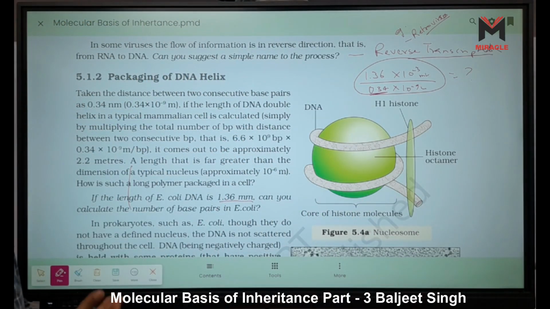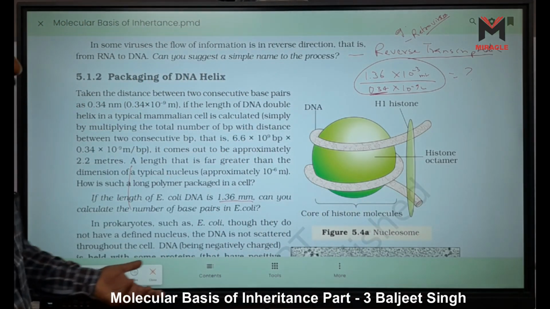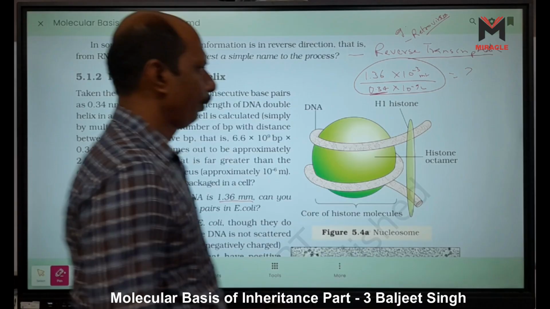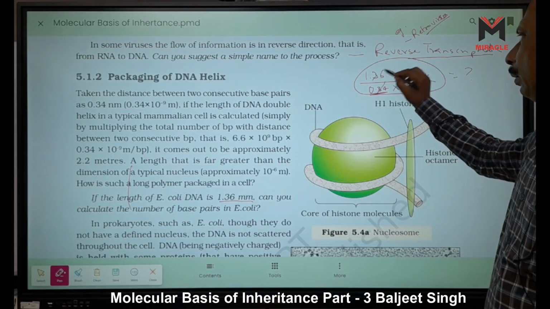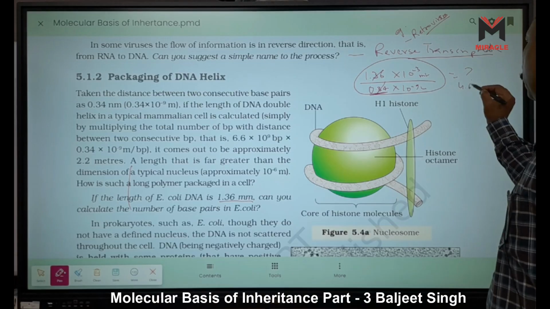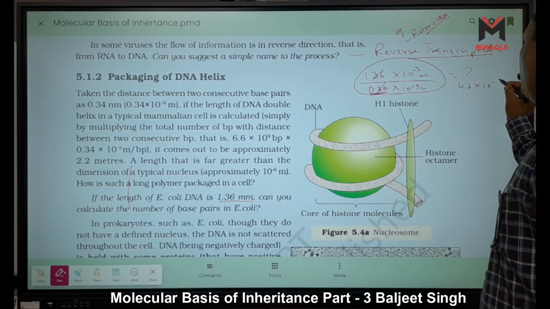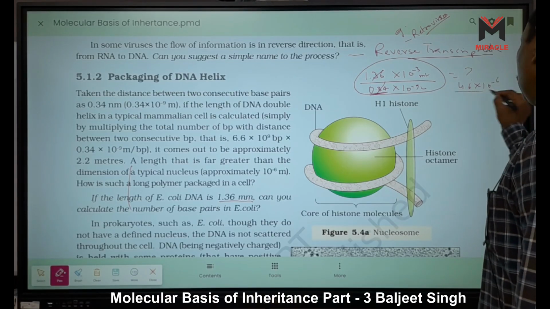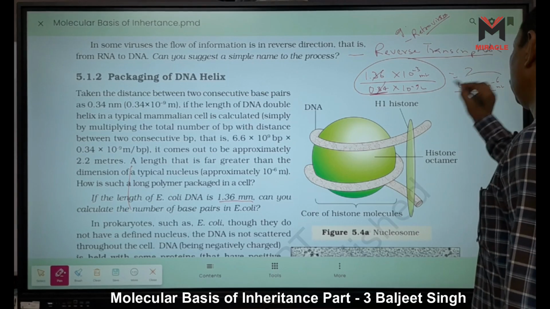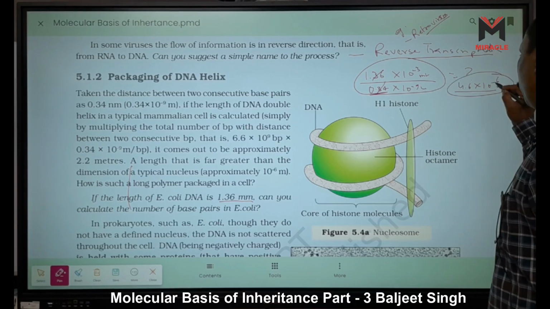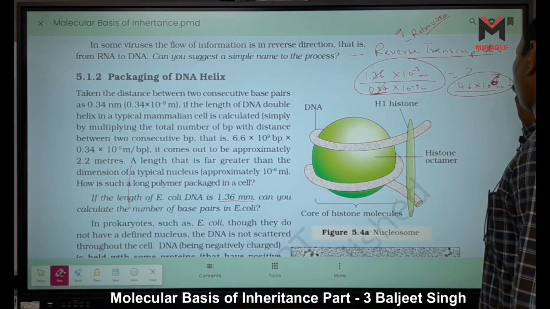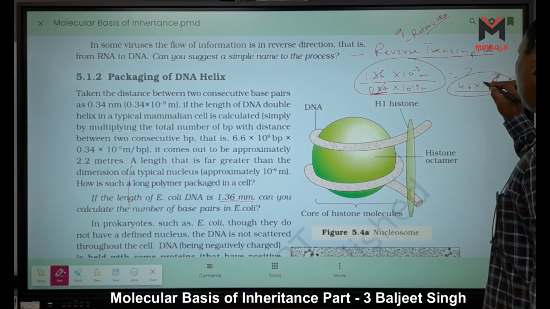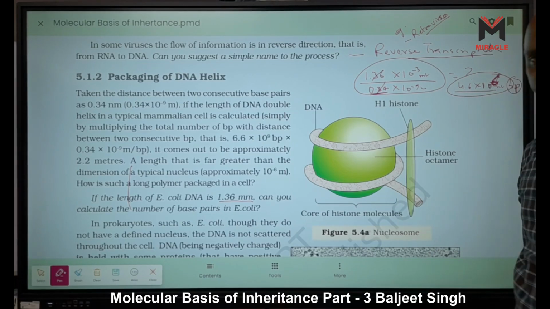E. coli is already given, right? We can get 4.6 multiplied by 10 power 6, not minus 6, 10 power 6 base pairs, right? 10 power 6 base pairs.